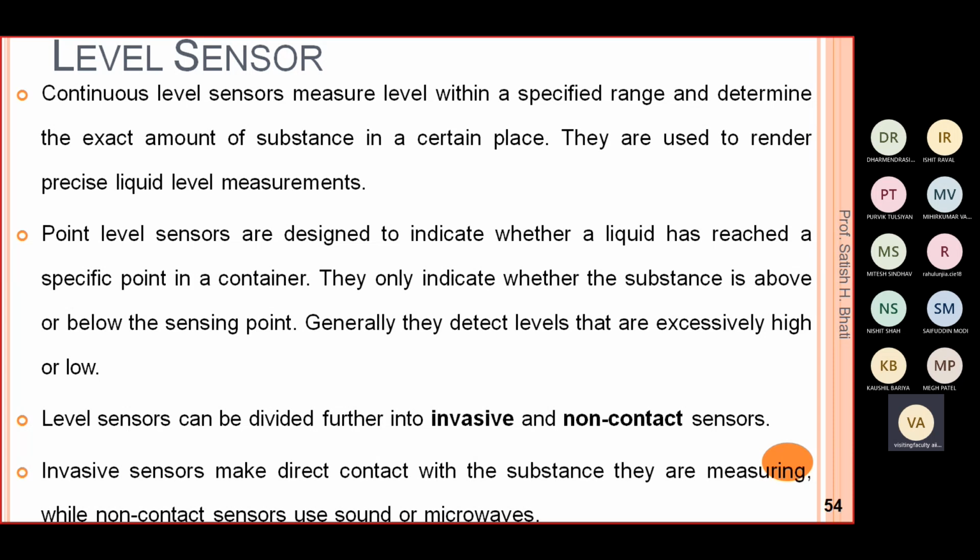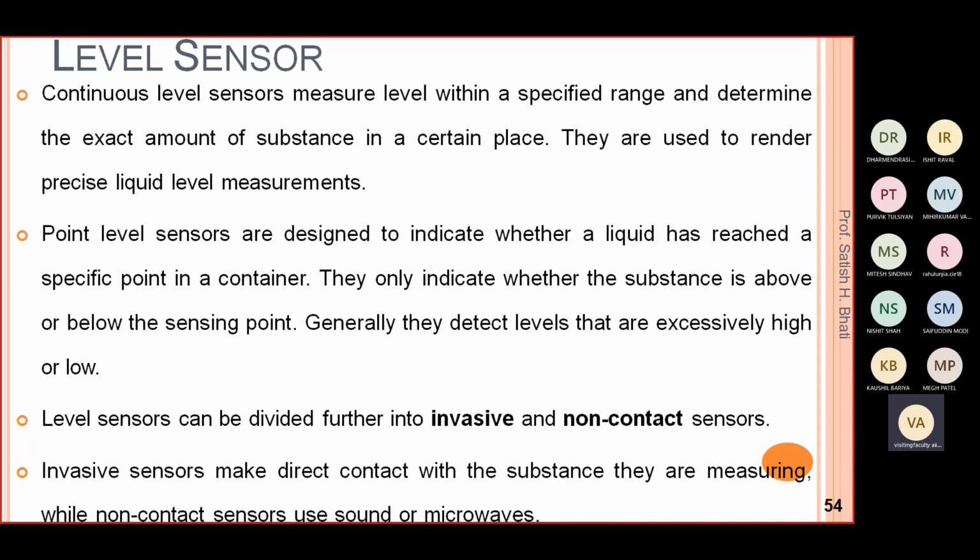Further, you can also divide those level sensors into two types: invasive and non-contact. Invasive means contact, right? You have to put the sensor in such a way that it makes contact with the material for which you are finding the level. That is the invasive kind of level sensor.